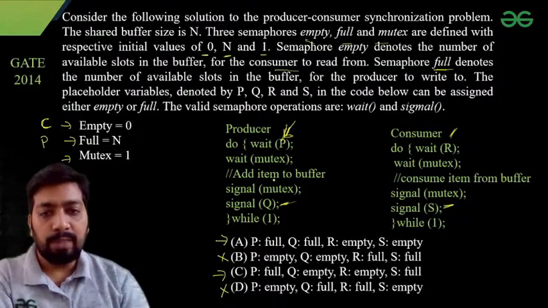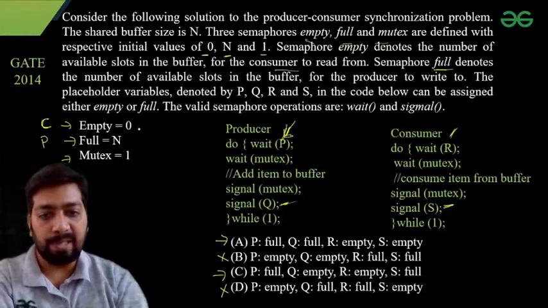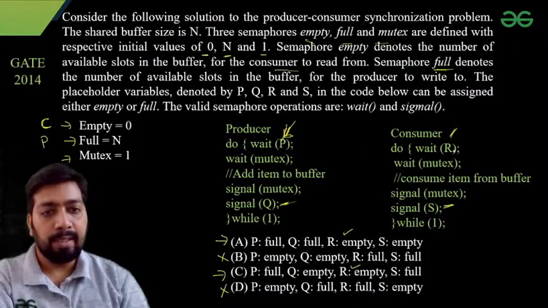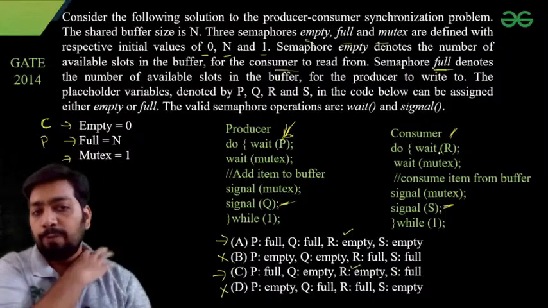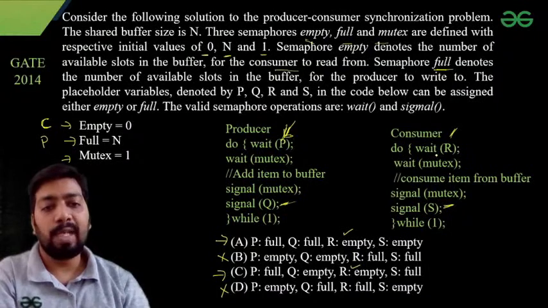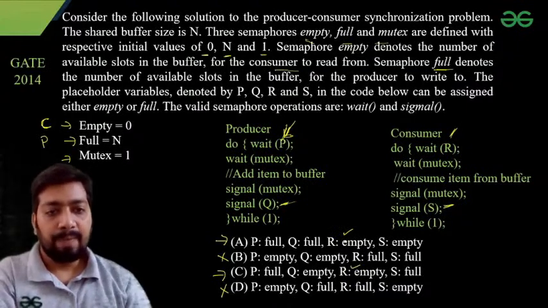And after producing one item, only then should the consumer consume. Suppose it is performing the wait operation on R. So R should be empty first of all. Here you can see R is empty in both cases, so that is fine. If it were performing the wait operation on full, there would be an issue because the consumer could go inside the critical section before the producer, which should not be the case. So in A and C, R should be empty.